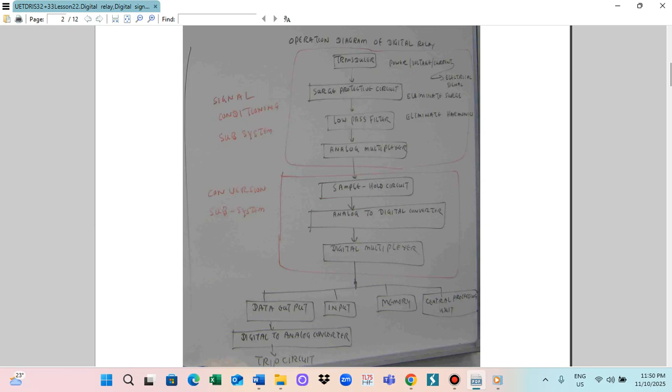Then we have to pass it through the filter. Filter means elimination of the low frequency and the higher harmonic component. So we have to eliminate the sub and the higher harmonics, and then this can go to the operation.